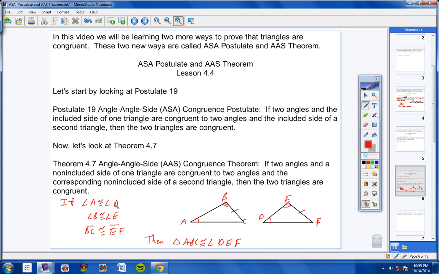If A is congruent to D and B is congruent to E and BC is congruent to EF, then I can state these two triangles are congruent.